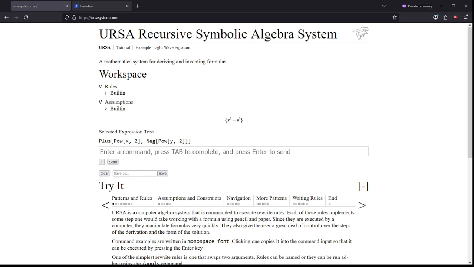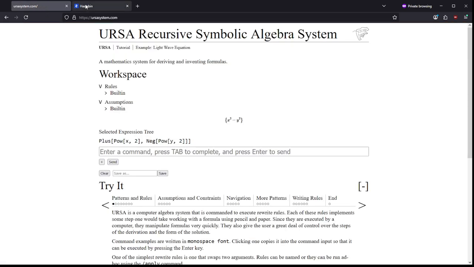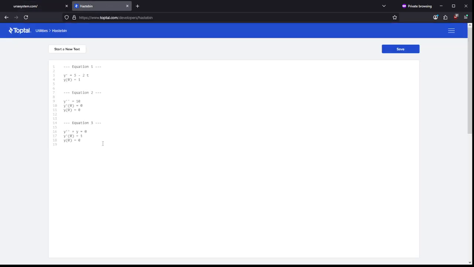I found these three problems that I'm going to solve by Googling Laplace transform problems. So here they are. I'm going to solve these. These are pretty simple differential equations, and I haven't implemented too much in the way of Laplace transforms, but enough to solve these equations. So let's get started.